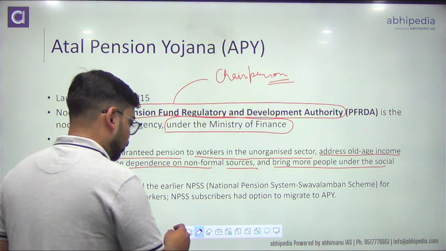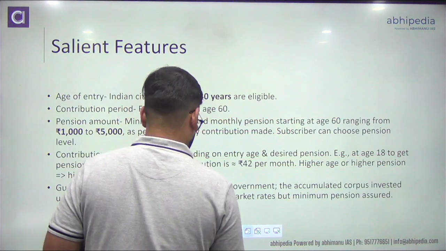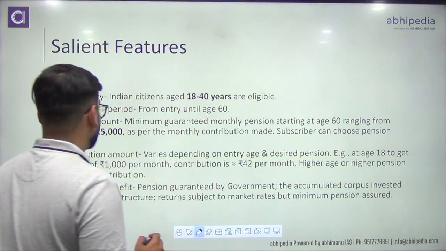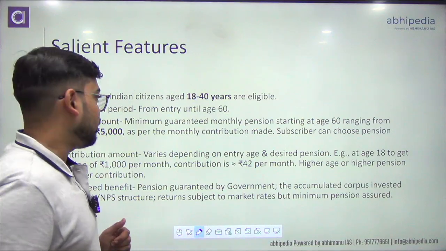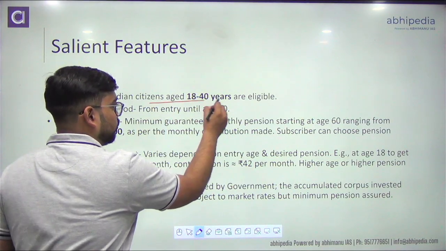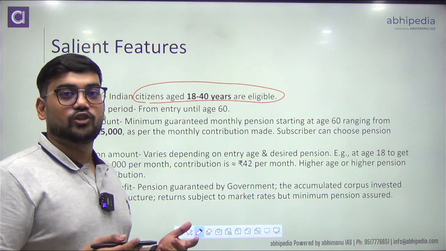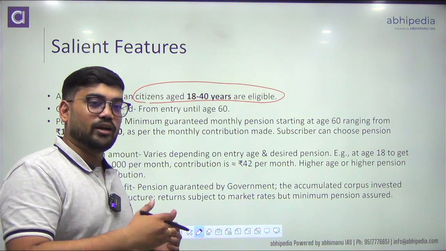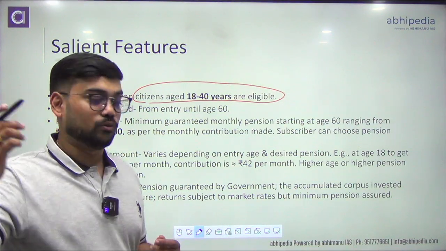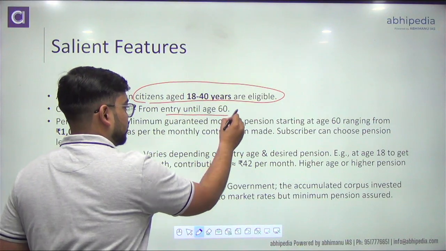Let's discuss its important features. What is the age of entry? The age of entry is 18 to 40 years. And what is the contribution period? Contribution period means that from the age you enter until the age up to which you have to pay the amount. It is until the age of 60.